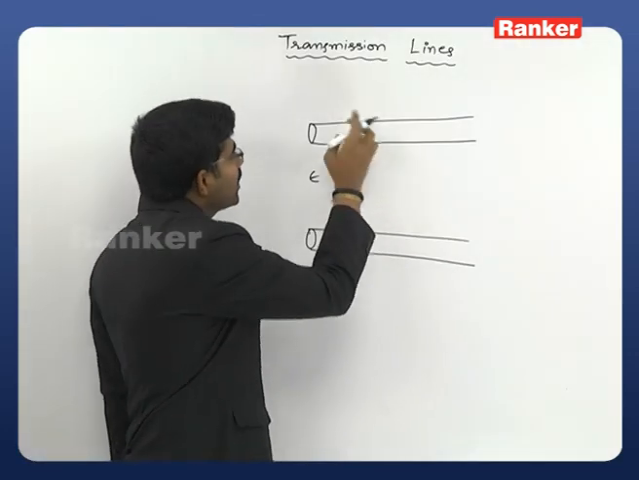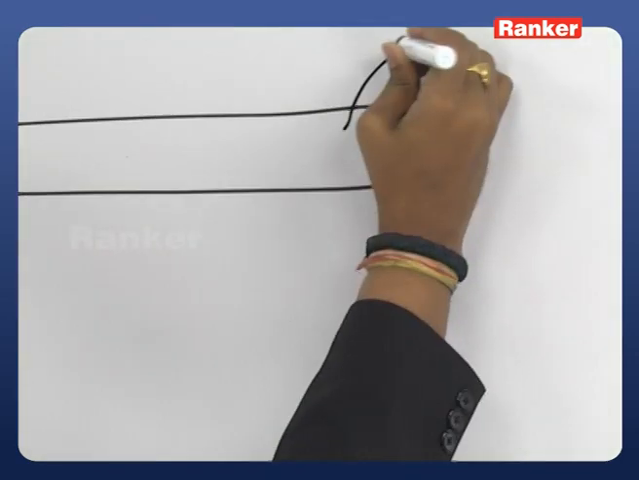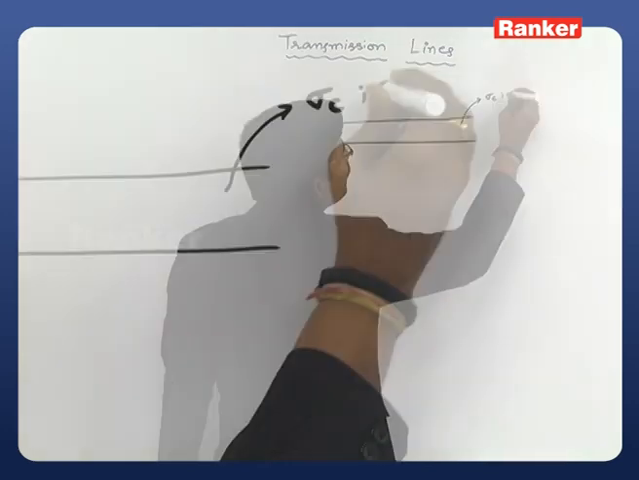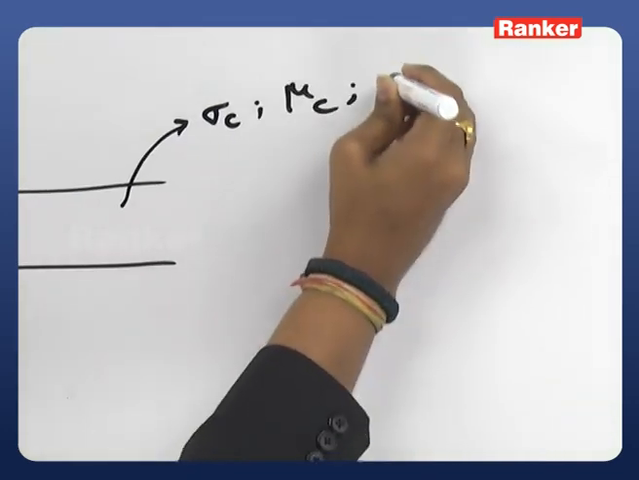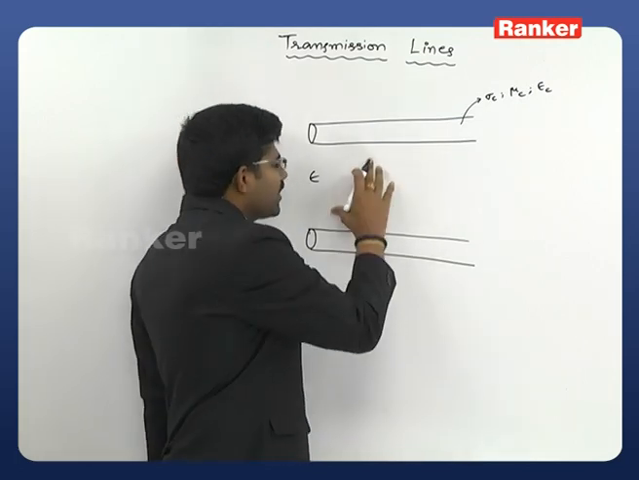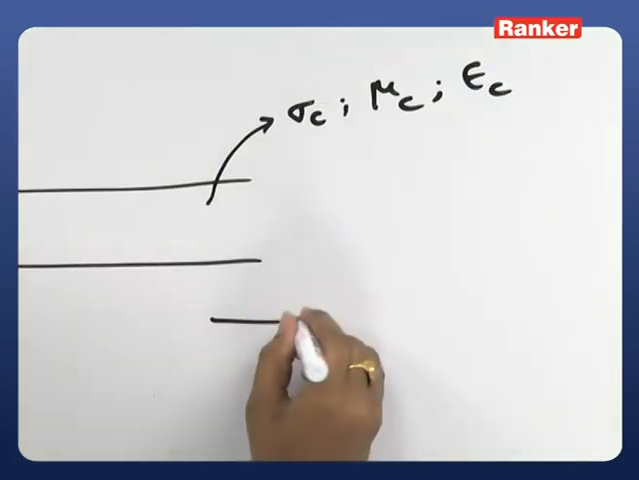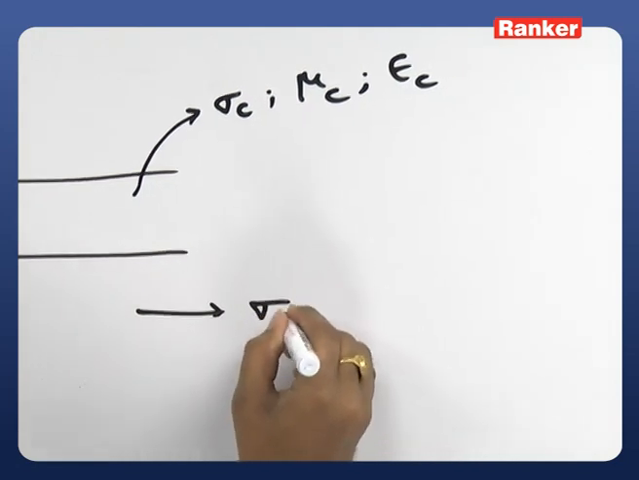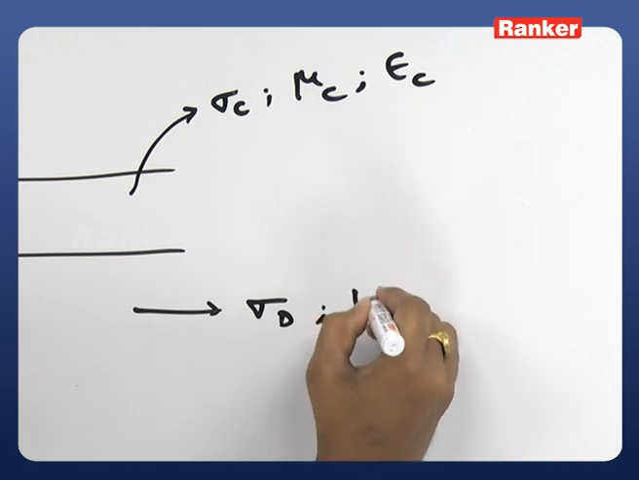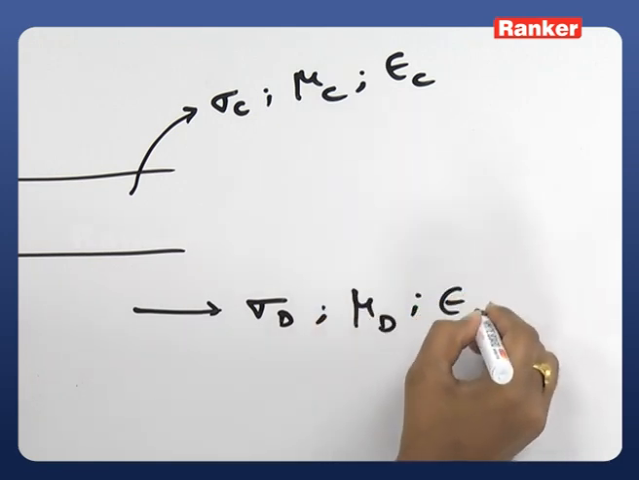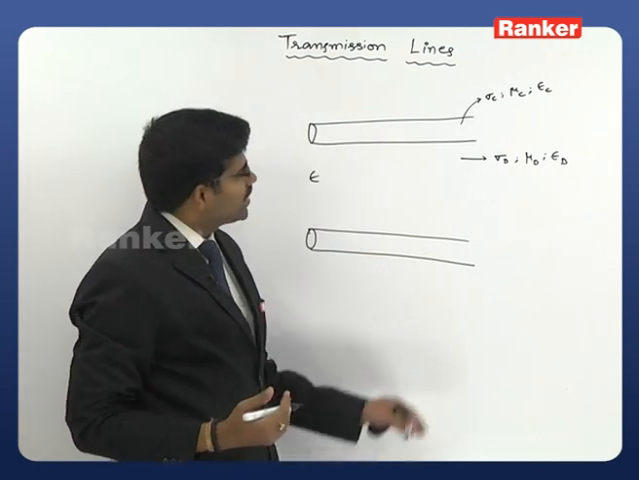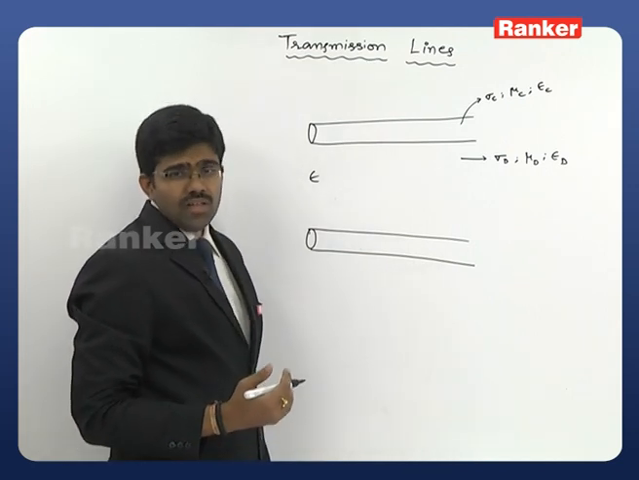Now the conductor will be characterized by its conductivity, sigma c, permeability of the conductor, mu c, and permittivity of the conductor, epsilon c. Similarly, the dielectric medium will be characterized by its conductivity, sigma d, permeability of the dielectric medium, and permittivity of the dielectric medium. So initially we will select an appropriate material that we will choose.